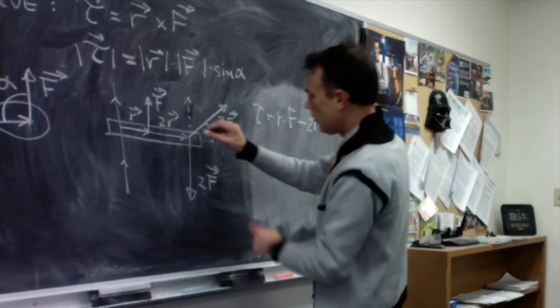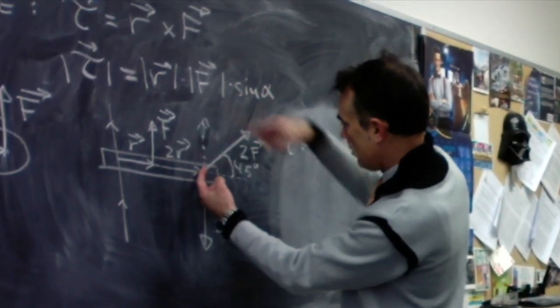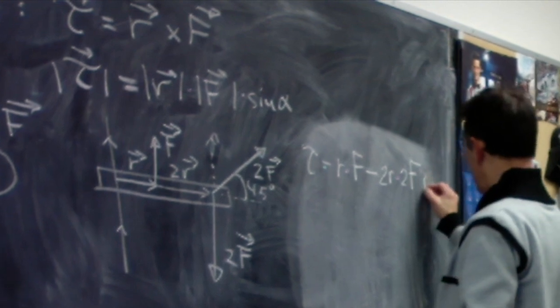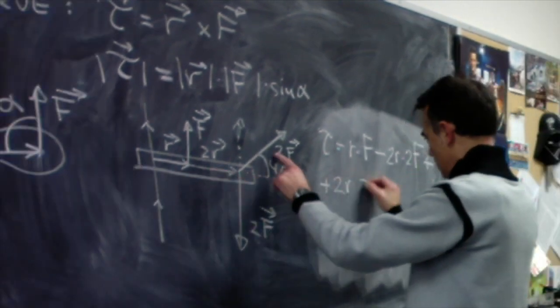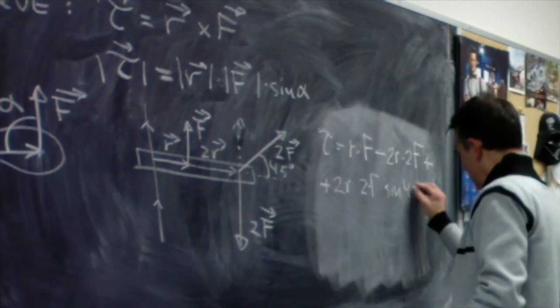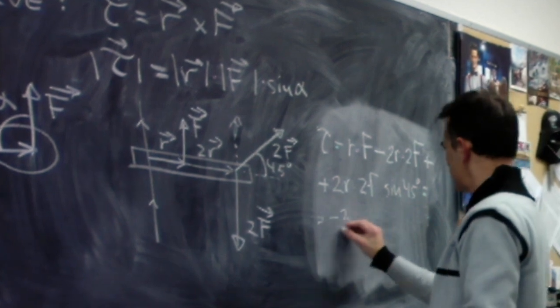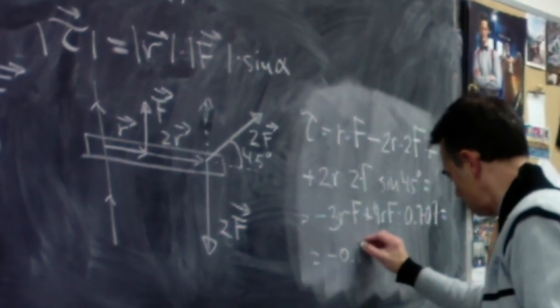And the third force is acting to the right and upwards, so only the upwards component of this 2F force is going to make an impact. So the contribution will be 2r, because it's the distance, multiplied by 2F, which is the magnitude of the force, but then multiplied by the sine of 45 degrees. And that will be the total net torque of this system of three forces acting on this object.